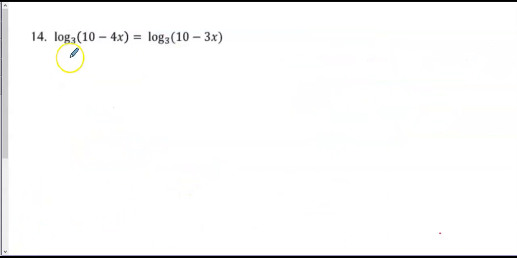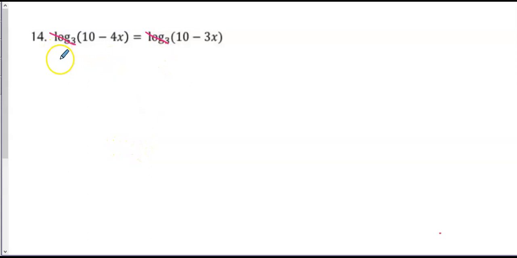Okay, so number 14, I have log 3 and log 3. So, you know, what's going to happen on a quiz or a test is these are going to be kind of mixed up. So you'll have some where you might be able to use same base, or you might not be able to. So you'll have to recognize it.